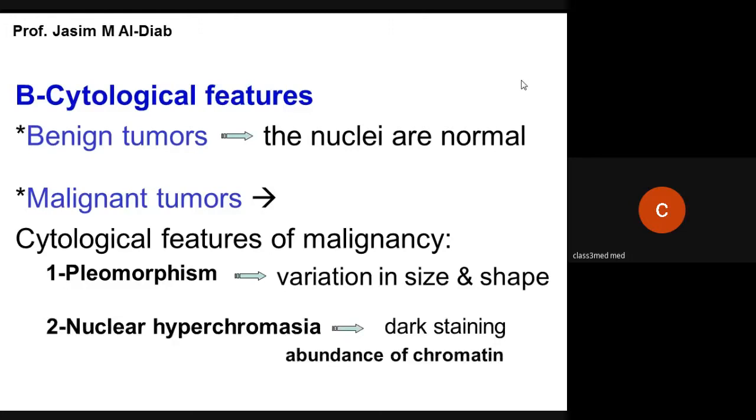Another criteria is nuclear hyperchromasia. And nuclear hyperchromasia means dark staining of the nuclei. The nucleus in the malignant tumor is more darkly stained than in the benign tumor.